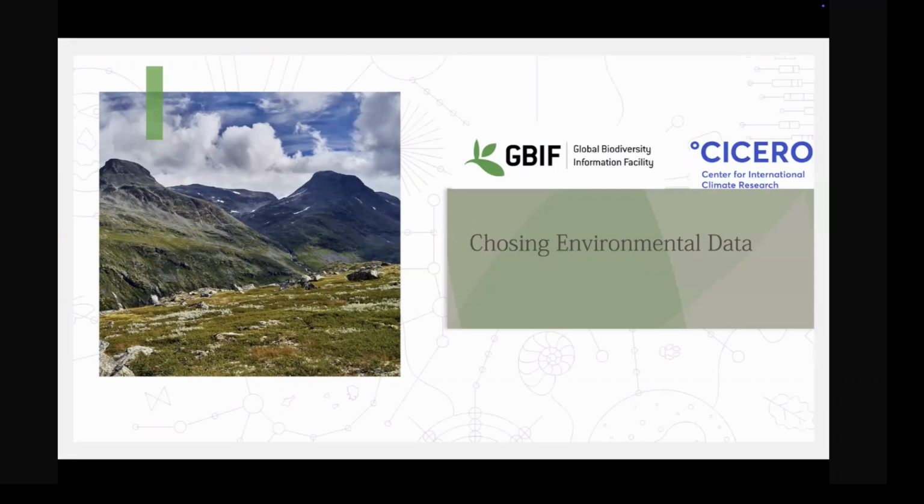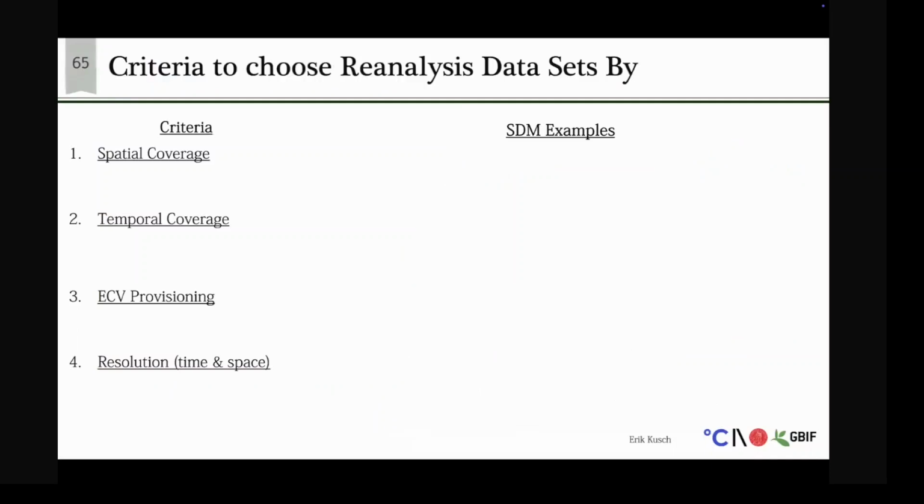So then how do you choose the right environmental data? There are lots of different data sets out there. There are lots of different climate reanalyses out there. Which ones should you pick? I think there are 4 criteria by which to pick your environmental data. These are spatial coverage, temporal coverage, ECV provisioning, essential climate variables one more time, and resolution in time and space. I'll walk you through those in the example of species distribution modeling, again, because this is the most frequent use case of GBIF data paired with environmental data.